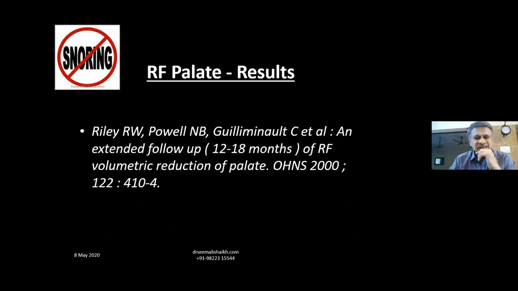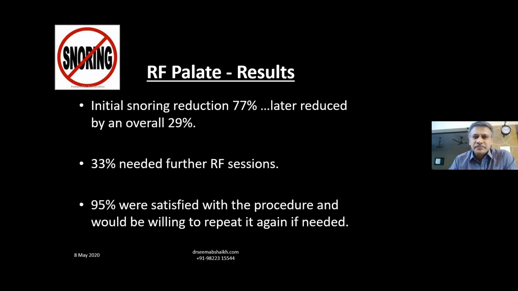Now, the procedure being simple, we had our very well-known people, the Riley Powell group with Galimanol. They did this way back in 2000. They've done an extended follow-up of these cases where the RF was done on the palate. They initially found that the reduction was probably very good, in terms of snoring and EDS. But later on, the results went down to only about 29 to 30%.